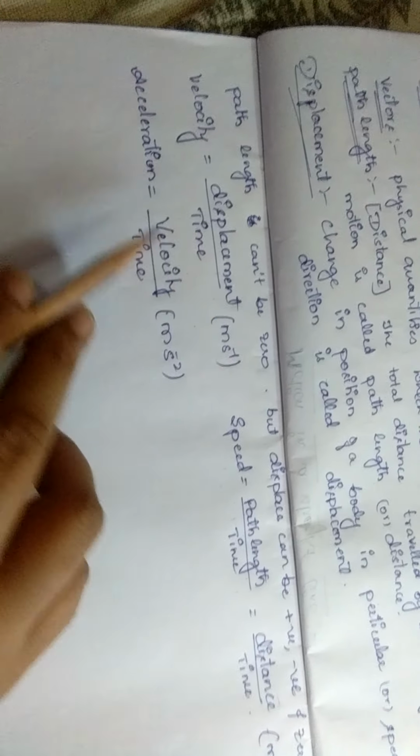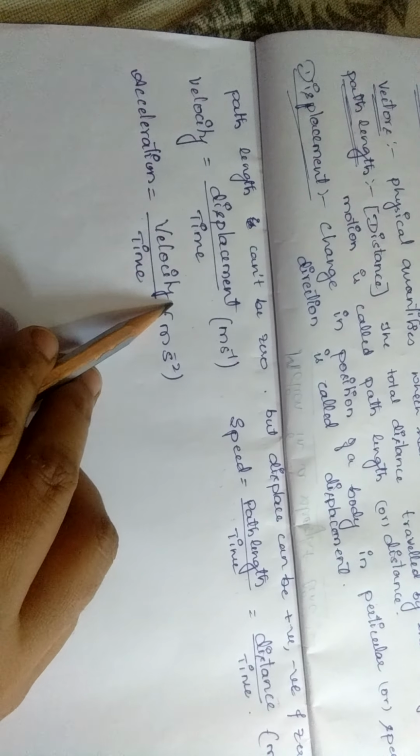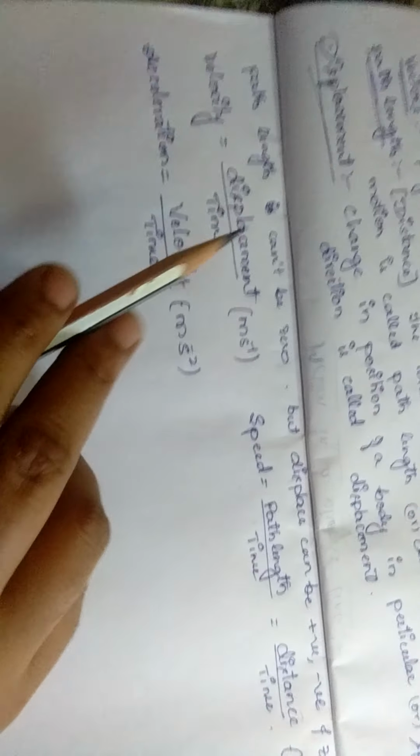But speed is a scalar quantity, velocity is a vector quantity. And acceleration is velocity per time. SI unit is meter per second square. So this is also a vector quantity.